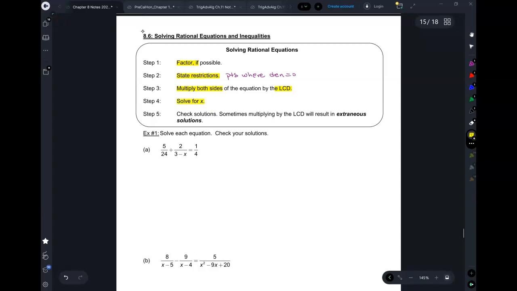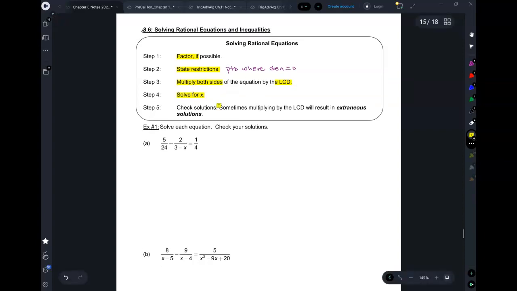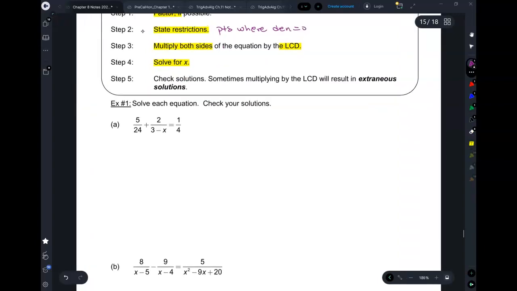You solve for x, and then you have to check for extraneous solutions, because if you have a rational equation, is the domain all real numbers? No, because there are terms that make the denominator 0. So you have to make sure that you don't have any extraneous solutions. Okay, let's go ahead and do the first one.